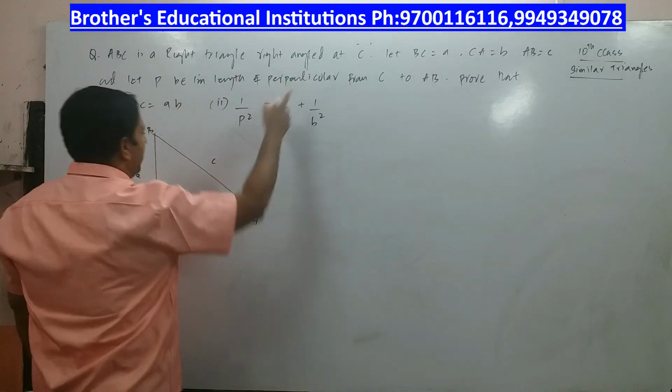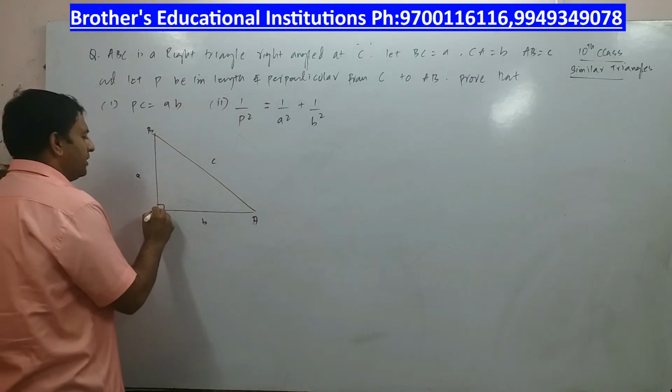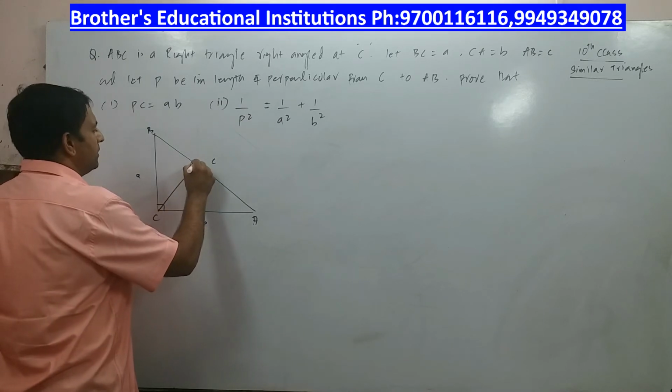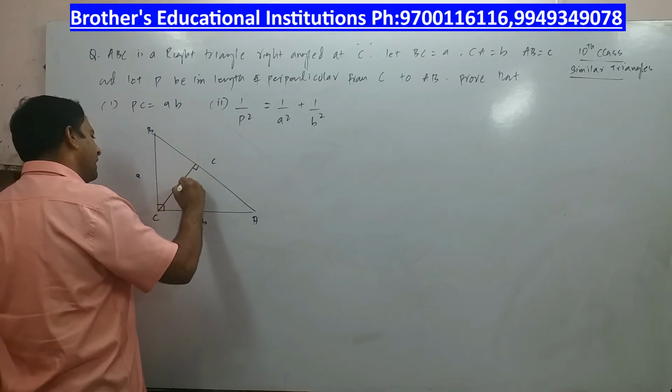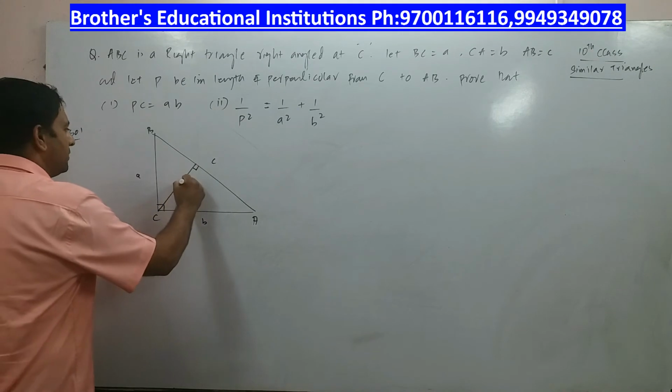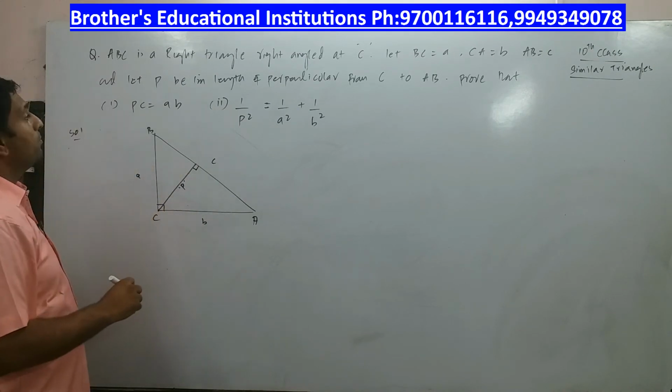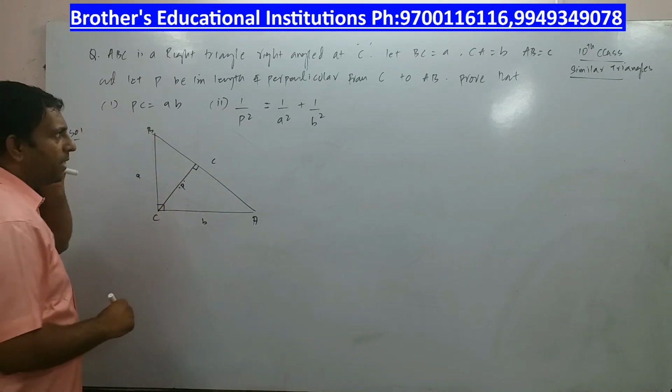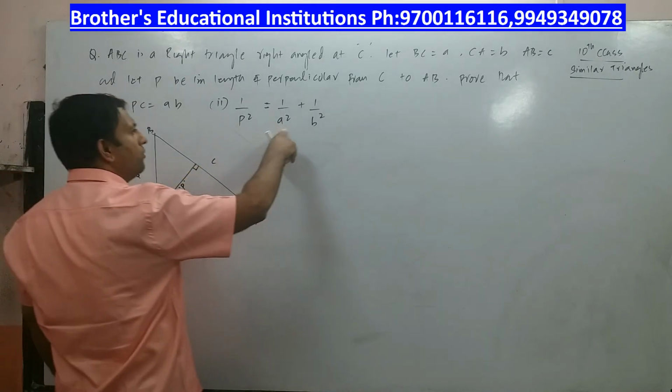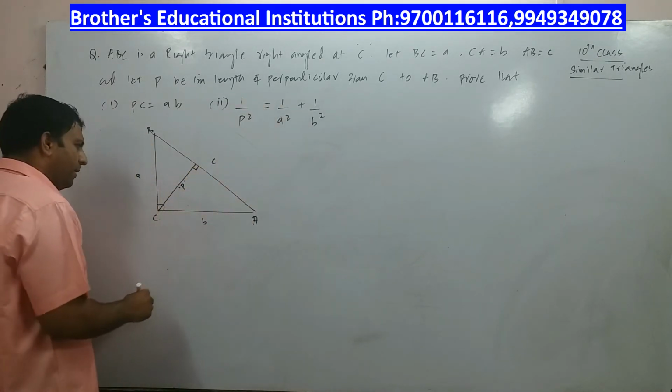p be the length of the perpendicular from C to AB. So this is the perpendicular and this length is p. Prove that pc is equal to ab, that is the first part, and the second part is 1 by p square is equal to 1 by a square plus 1 by b square.